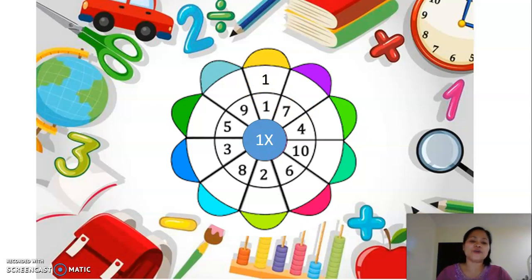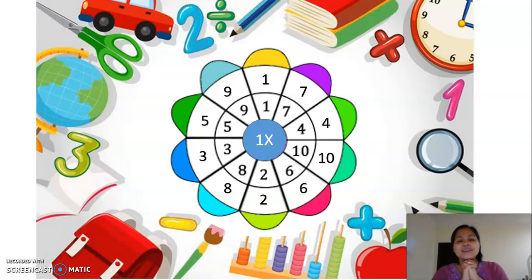Okay, so let's check if your answers are all correct. Let's move to the next question. What is 1 times 7? 1 times 7 is 7. 1 times 4 is 4. 1 times 10 is 10. 1 times 6 is 6. 1 times 2 is 2. 1 times 8 is 8. 1 times 3 is 3. 1 times 5 is 5. And 1 times 9 is 9. Who among you has got the correct answer?